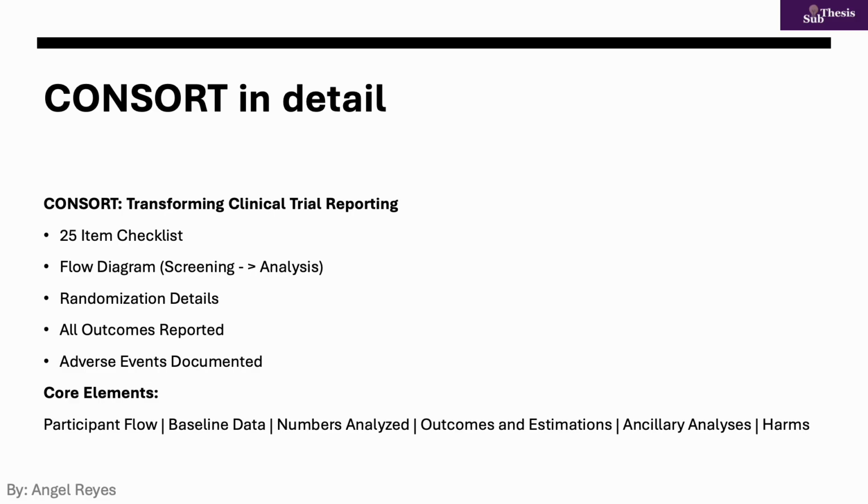The power is in transparency. CONSORT doesn't make your trial better, it makes it evaluable. Readers can judge whether your randomization truly worked, whether attrition biased results, whether outcomes were cherry-picked. Many journals now require CONSORT compliance for publication. Submit the checklist with your manuscript, indicating where each item is addressed.